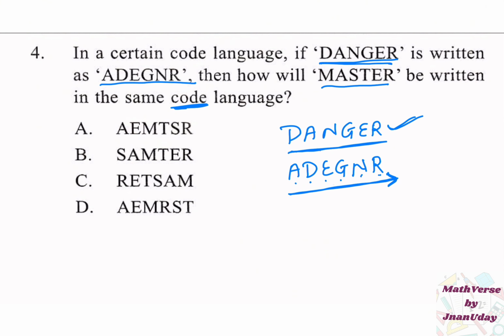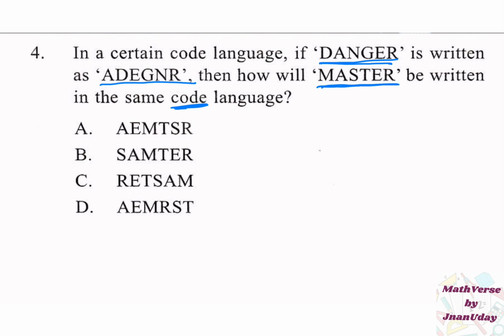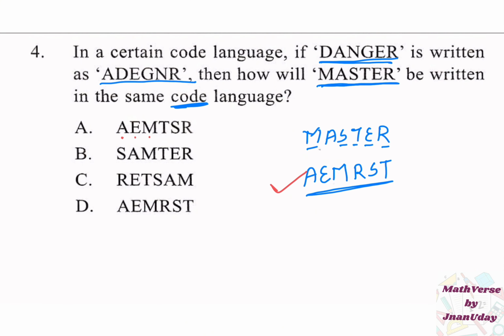So now let us arrange master. Let us write master first. So first letter it is A, B, C, D, E, F, G, H, I, J, K, L, M, N, O, P, Q, R, S, T. So this should be our answer: A, E, M, then T. So no, this option will not work. Here A, E, M is not there. This is not the correct option. This is not the correct option. So A, E, M, R, S, T. Perfect. So the correct option is option D. So for question number 4, the correct option is option D.